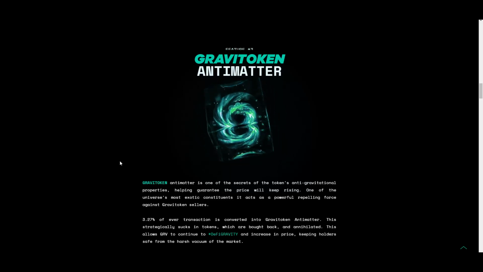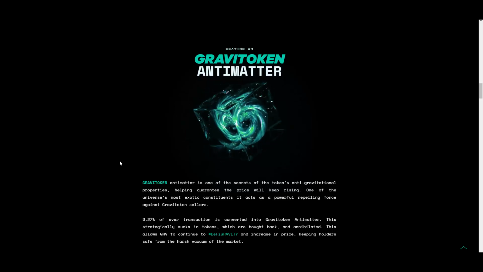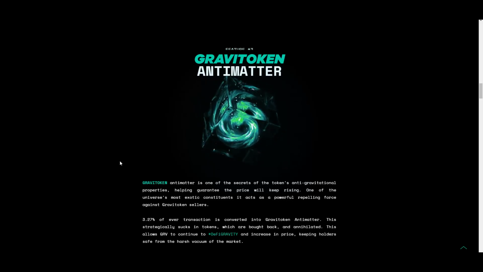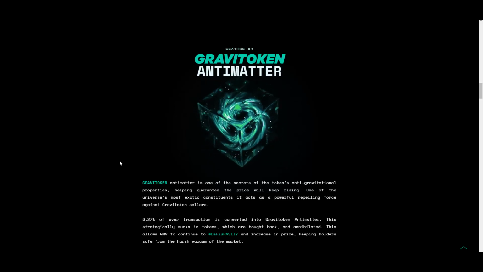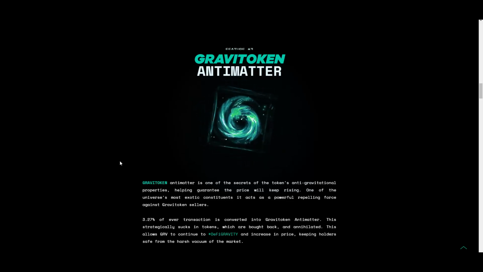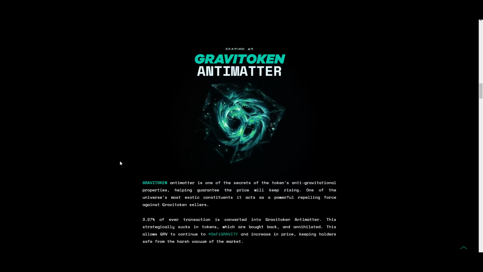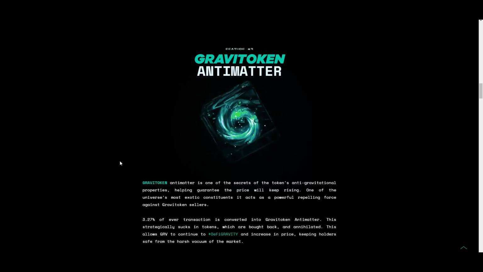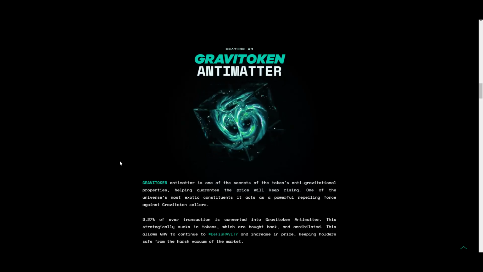3.27% of every transaction is converted into GraviToken antimatter. This strategically sucks in tokens, which are bought back and annihilated. So this basically decreases the token amount. This allows GRV to continue to defy gravity and increase in price, keeping holders safe from the harsh vacuum of the market.